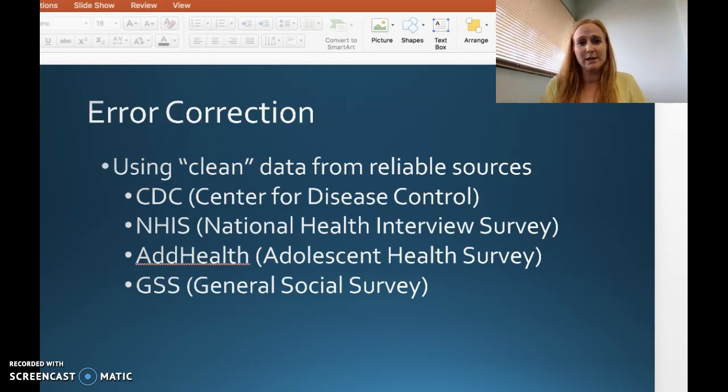Another thing to do that's just going to help you with data analysis is simply to use clean data. So we have data from government sources, from universities and research centers that have large teams of people that are highly trained, that do quality checks, and then release publicly available data sets, just like AdHealth, to people to use.